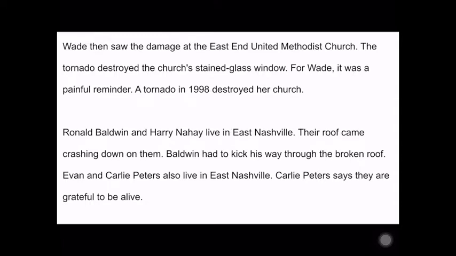Ronald Baldwin and Harry Nahay live in East Nashville. Their roof came crashing down on them. Baldwin had to kick his way through the broken roof. Evan and Carly Peters also live in East Nashville. Carly Peters says they are grateful to be alive.